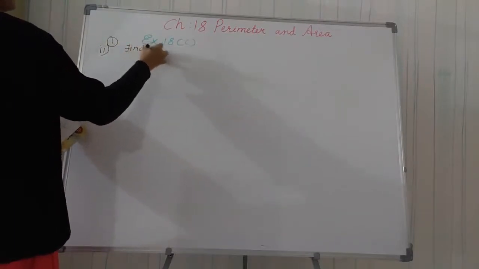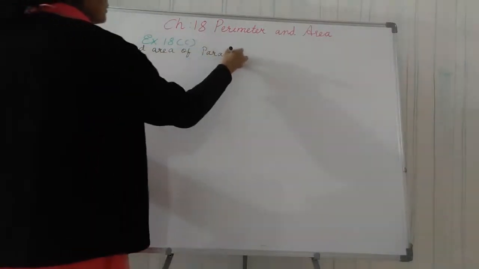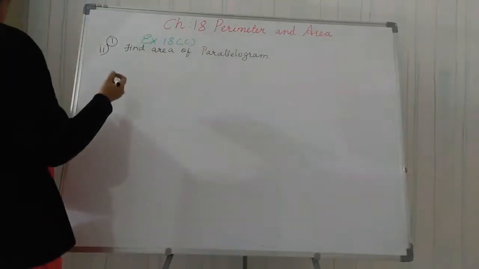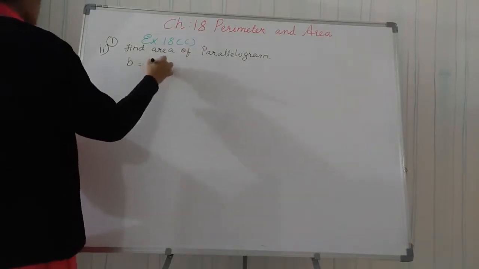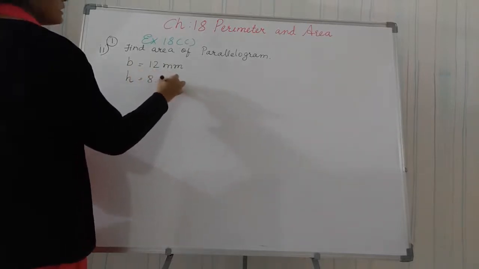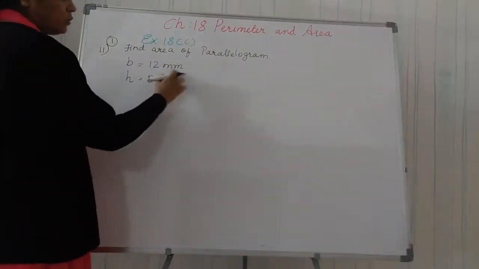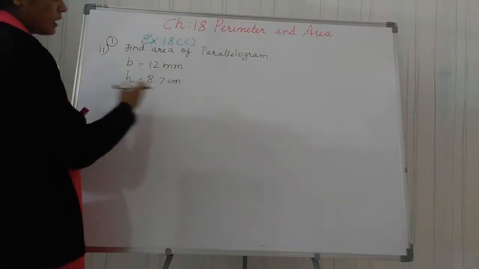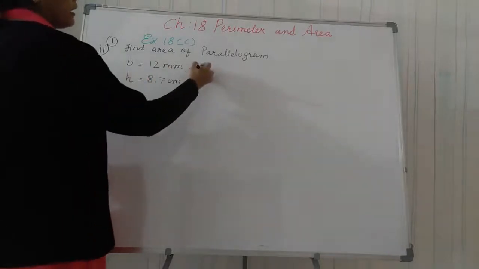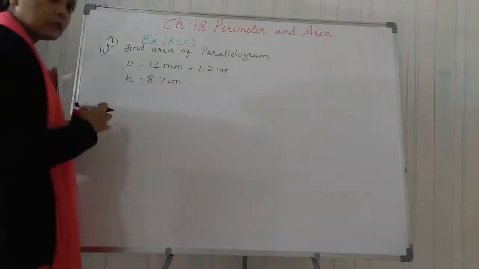Find the area of the parallelogram. The formula is base into height. Here we are given base B as 12 mm and height as 8.7 centimeters. Students, you can see the base and height units are different, so I have to make the units the same. Let me convert this mm into cm by dividing by 10. So 1.2 centimeter. Now both are converted into the same units.